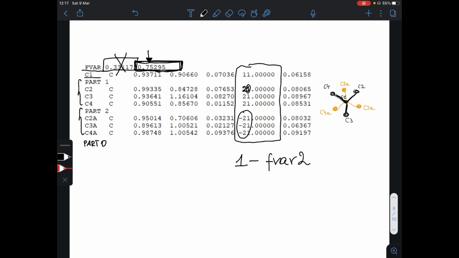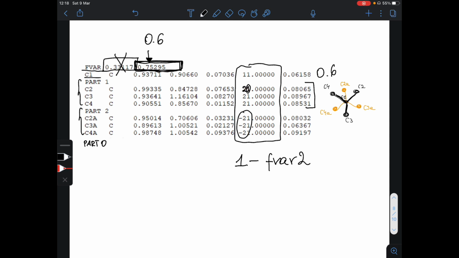Okay? It's a bit confusing, but let's say our free variable number 2, this one, after refinement, is indicated as 0.6. What does it mean? It means that the occupancy of the atoms in part 1 will be 60%. They will be in the whole crystal. In 60% of the cases, atoms will adopt this position.